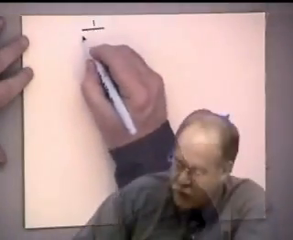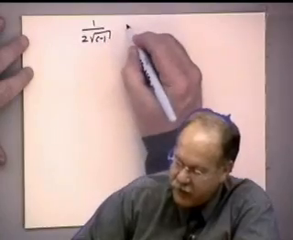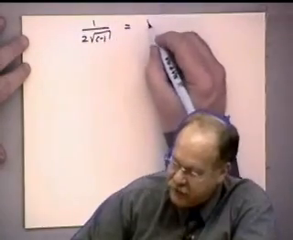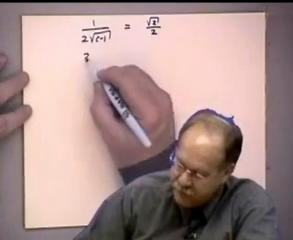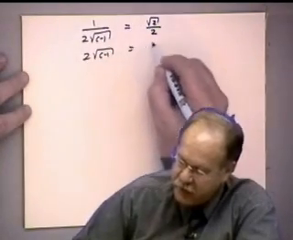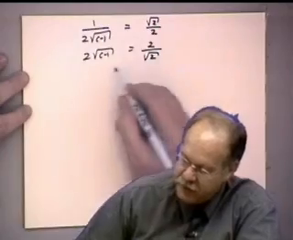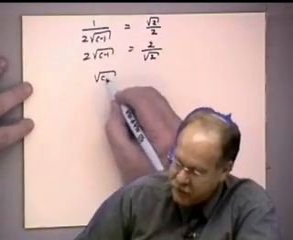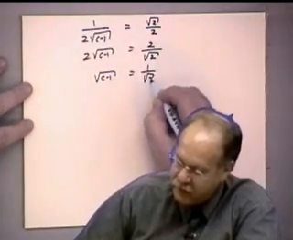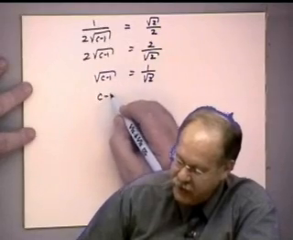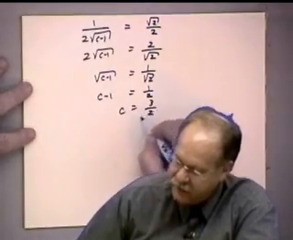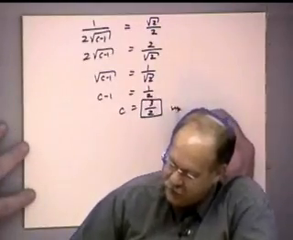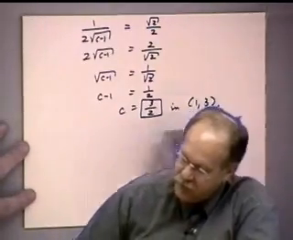So what we had was 1 over 2 square root of c minus 1. The right-hand side simplifies to the square root of 2 over 2. I will flip both sides over. So 2 square root of c minus 1 is 2 over square root of 2. Divide out the 2. Square root of c minus 1 is 1 over the square root of 2. Square both sides. I have c minus 1 is 1/2. So c, therefore, is 3/2. And 3/2 is definitely in this interval (1, 3).